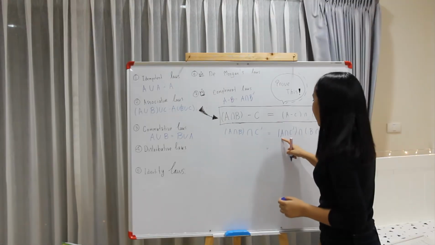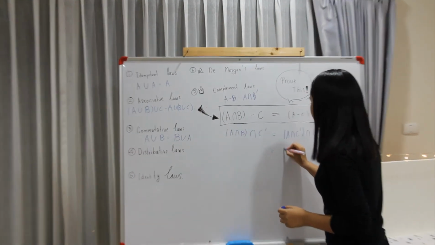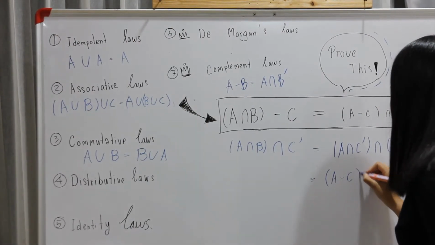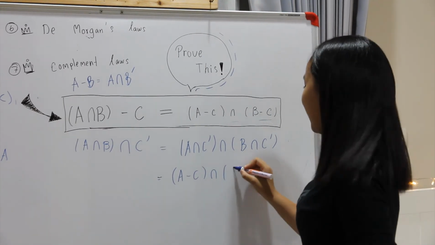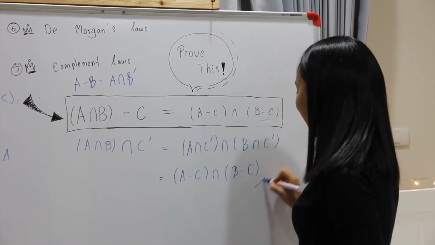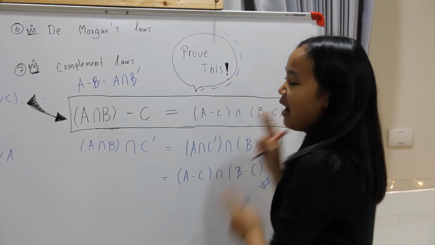So let's see. A intersect C prime will get A minus C. And here's the same thing. And B intersect C prime will get B minus C. Okay, what I see here is that these are true.